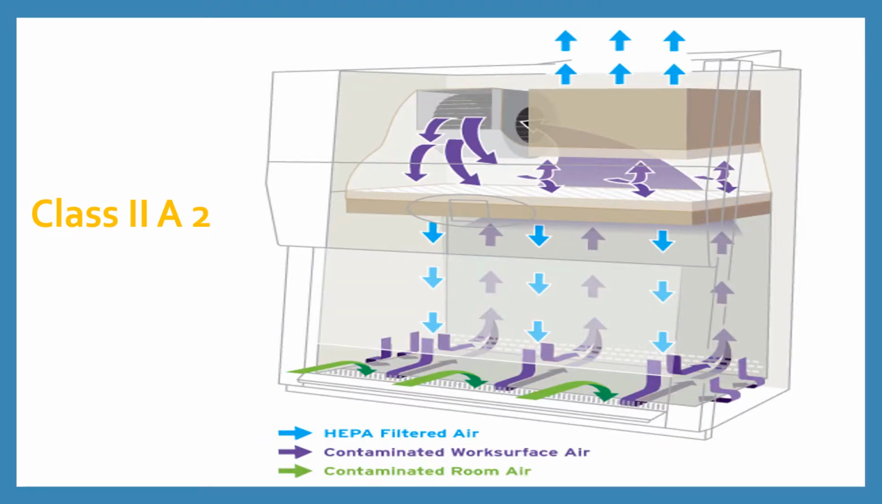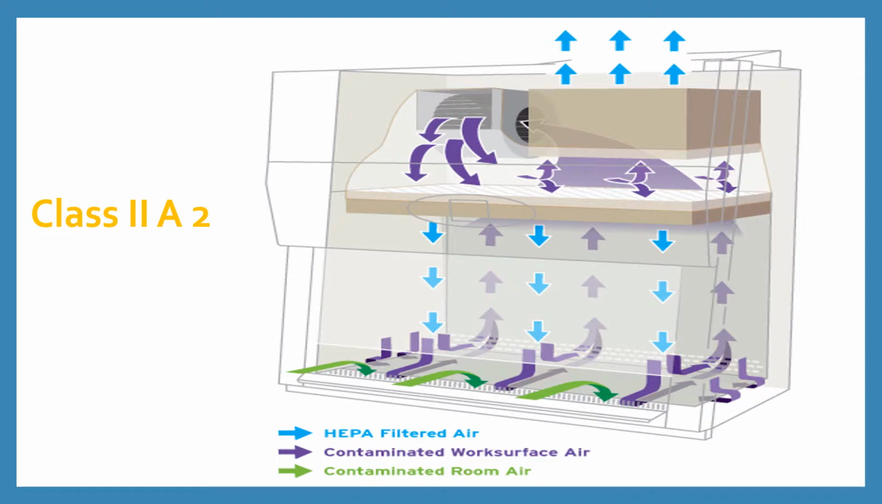Class 2 A2 biosafety cabinet. The given image shows the front view of Class 2 A2 biosafety cabinet with the colored arrows indicating the flow of air. It functions similar to Class 2 A1 biosafety cabinets. The contaminated room air, indicated by the green arrows, is drawn in through the front opening into the front grille at an air velocity of 0.51 meters per second. The air drawn from the room and the potentially contaminated air from the cabinet, indicated by purple arrows, is circulated through the rear plenum to the HEPA filters.